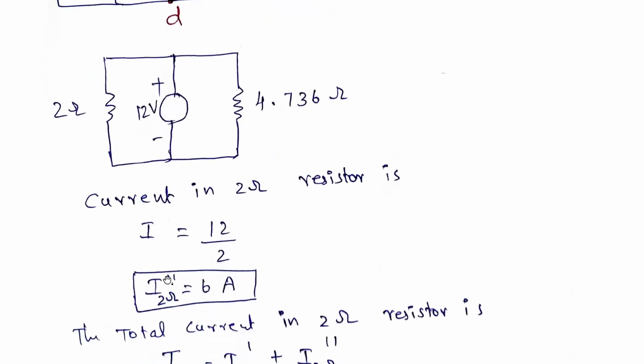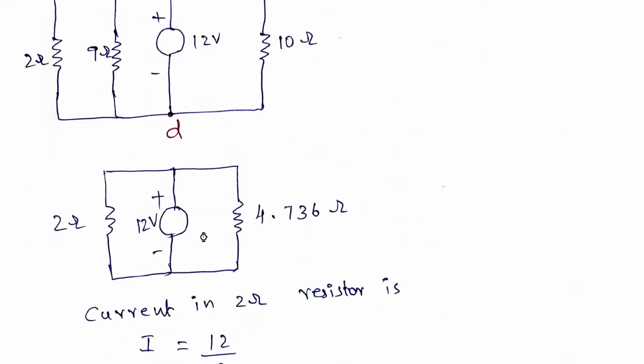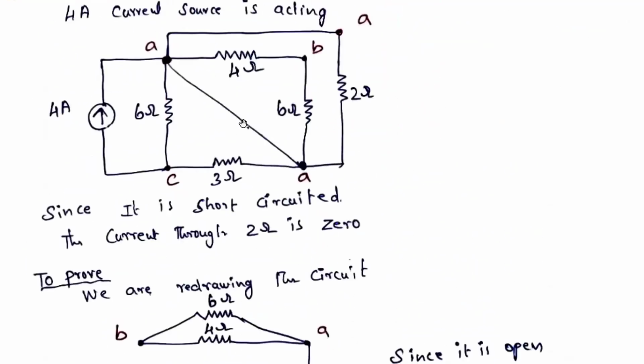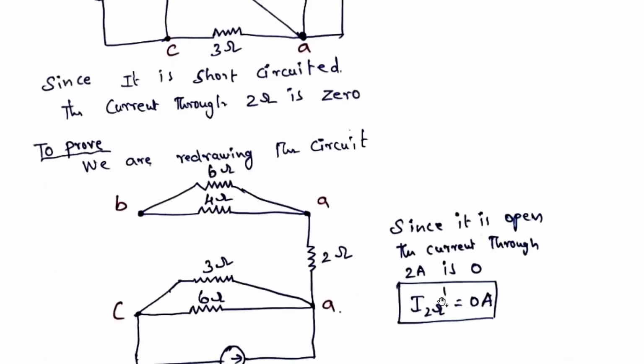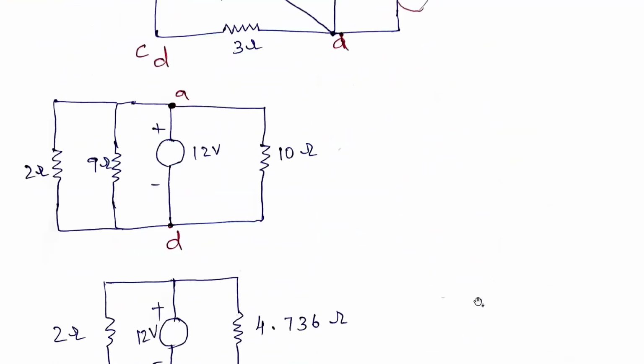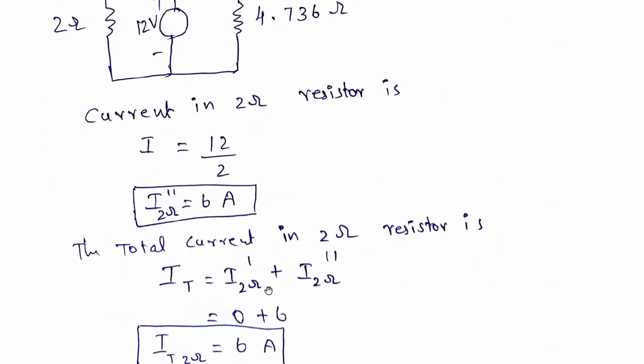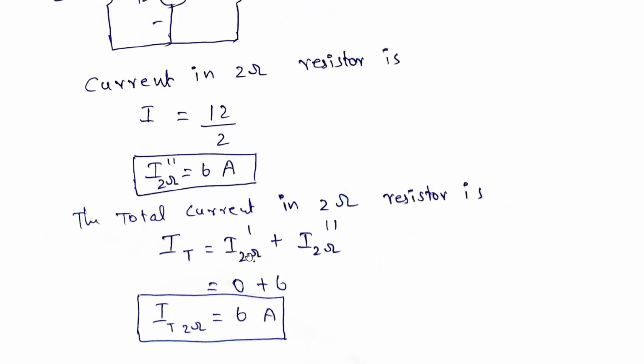So the current flow through 2 ohms, that is I double dash, is 6 amperes. So that is by using this voltage source of 12 volts, and by using the current source 4 amperes, the current flow through 2 ohms is 0. So now we need to calculate the total. So I total, current flowing through the 2 ohm resistor, is I total equal to I 2 ohms dash plus I 2 ohm double dash. That is I total 2 ohms equal to I 2 ohm dash is 0 amperes plus I 2 ohm double dash is 6. So 0 plus 6 is 6 amperes.